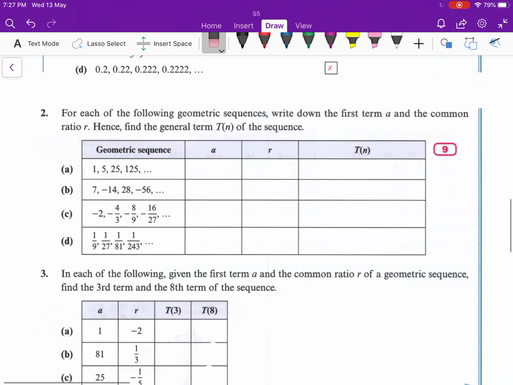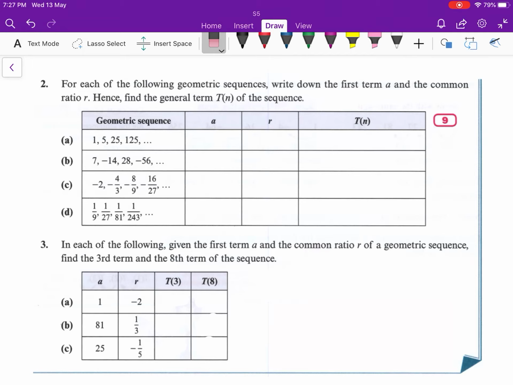So now let's do more exercises to get familiar with it. Now question 2. The question already told you that yes, those 4 sequences are GS, okay? Already defined, they are GS. So now what you need to do is help me find A. I hope you still remember what A stands for? A stands for the first term, okay? We can use T1 to represent it, okay? So the first terms are 1, 7, negative 2, 1 over 9. It's not difficult, right? Super easy. Now we're all done. Now we go to R. I hope you still remember what R is. R is the common ratio.